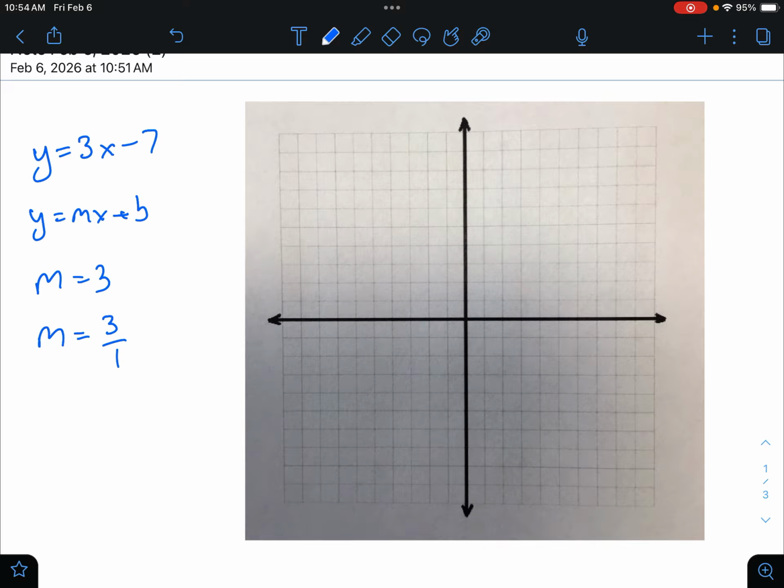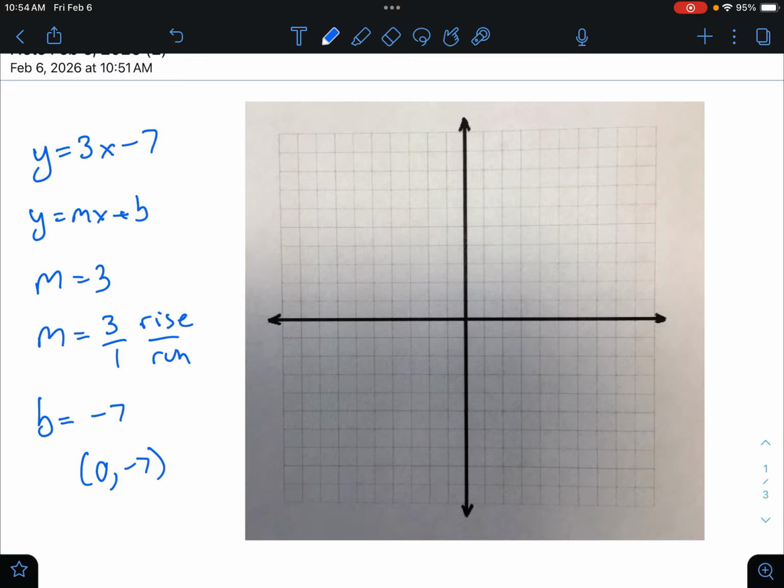And the way this works is this is going to be the rise, and this would be the run. So the rise is how much up or down you're going to go when you draw your next points in. And the run is how far left and right you're going to go. So positive 3 means I'm going to go up 3, and a positive 1 for the run means I'm going to go right 1. Now the question is, where do you start? You're going to start at the y-intercept, which is the b value, which is at -7. So this, as a coordinate, is the coordinate 0, -7. So there's your starting point.